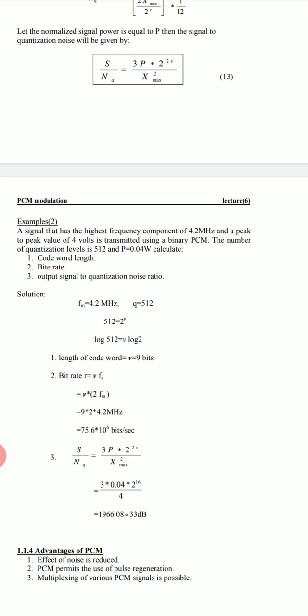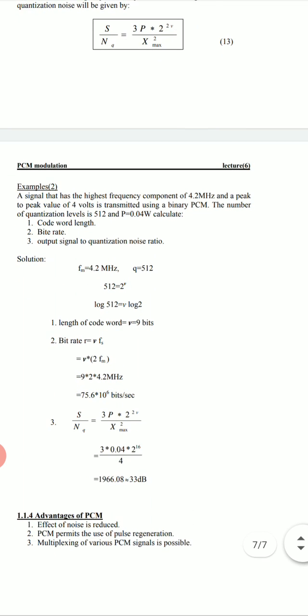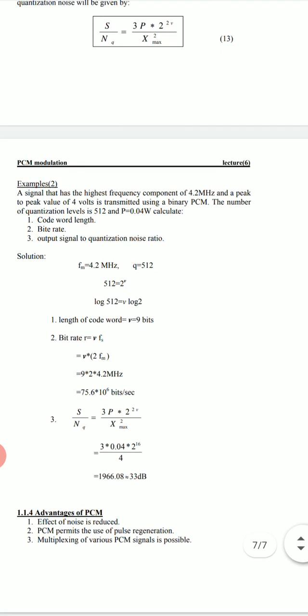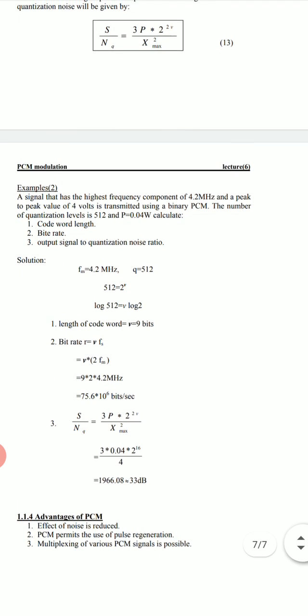If you take log on both sides, your equation will become log 512 equal to V log 2. If you solve this, you will get the value of V equal to 9 bits. You can solve it with a calculator also. Now we are supposed to find the bit rate. Bit rate is nothing but R, R equal to V into Fs.